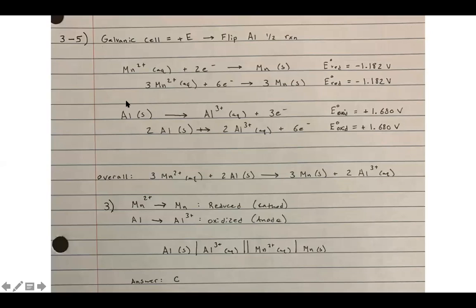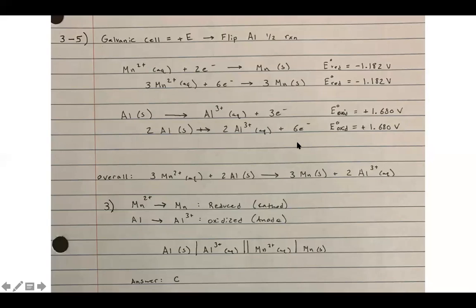Now my aluminum equation, you'll notice I actually flipped. So now aluminum solid is oxidized into aluminum 3+, which releases 3 electrons. And so now I'm going to write my E naught in terms of oxidation. To write it in terms of oxidation, I just changed the sign of it. So my oxidation potential of this aluminum half reaction is 1.68 volts. And then to this aluminum equation, I multiplied the whole thing by 2. But again, notice that did not change my oxidation potential.